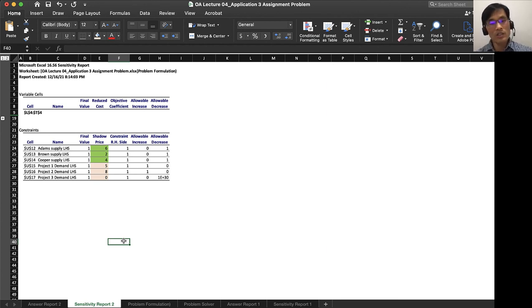But at this point, the constraint is that there's only one Adam, and he cannot work twice or three times or 1.5 times. So that's a constraint that we see.